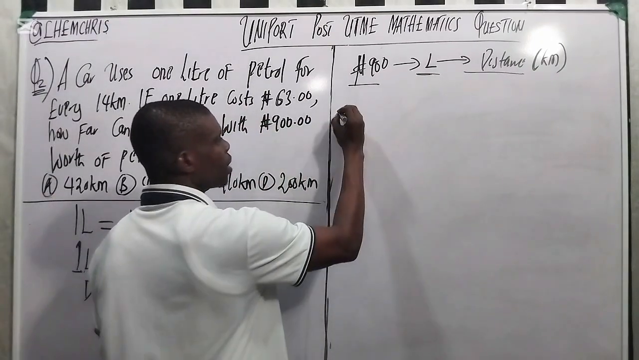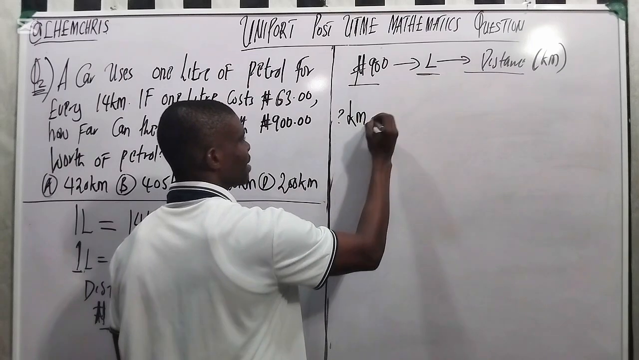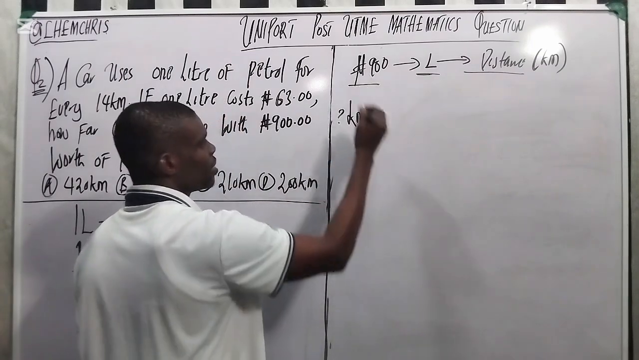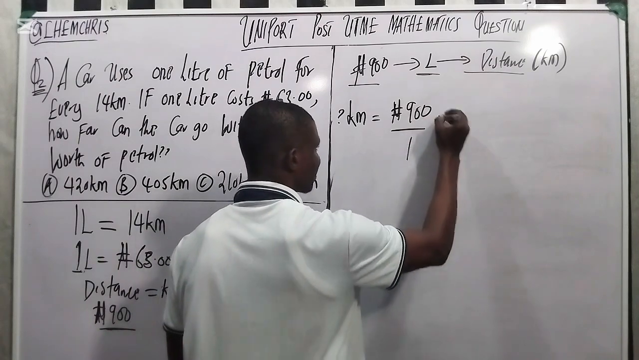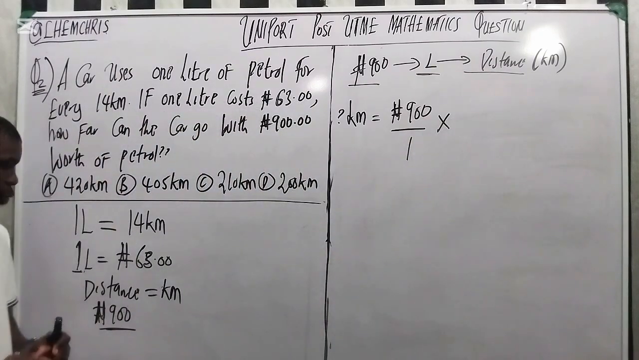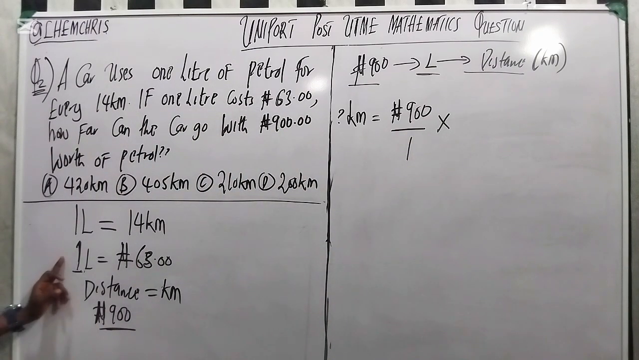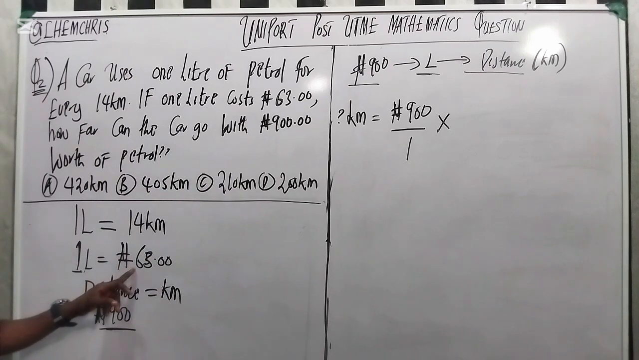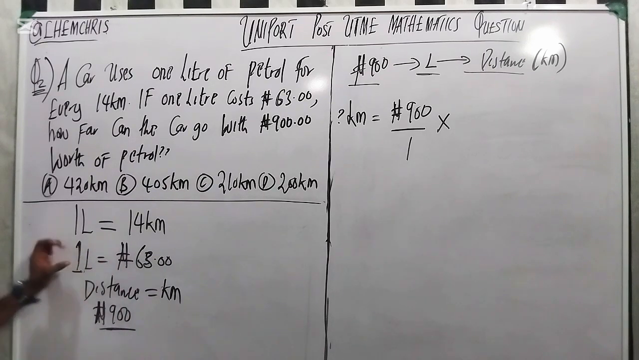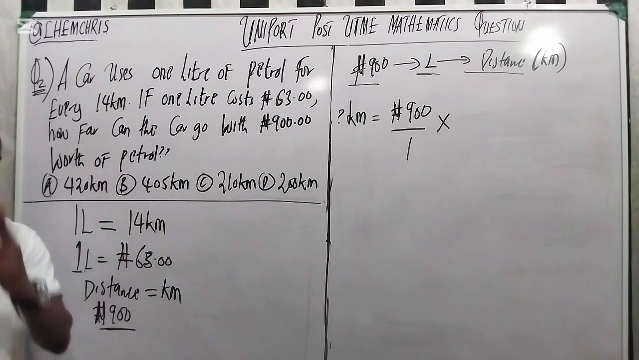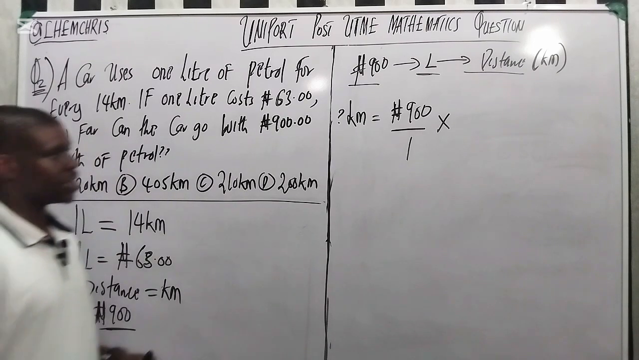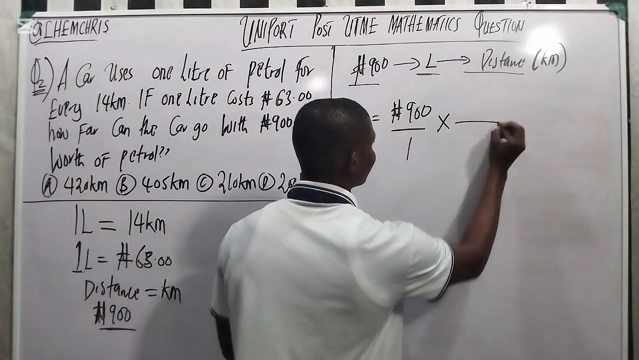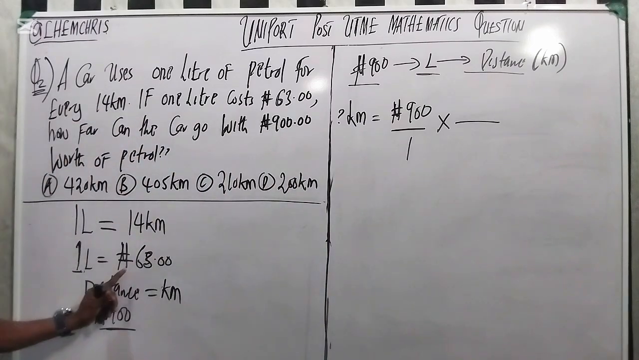You say question mark kilometer, right, equals to what? What will we give it? It is 900 naira over what? 1 times. We know that 1 liter is equals to what? 63 naira, right? I'm going to show you 2 steps. 1 liter equals to 63 naira, right? So we are going to arrange in a way that we cancel out each other, right?